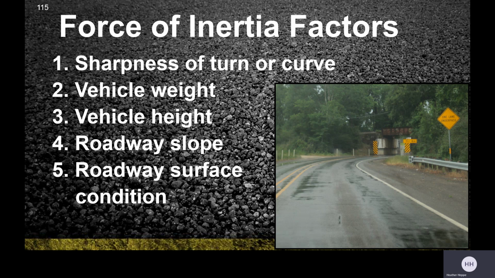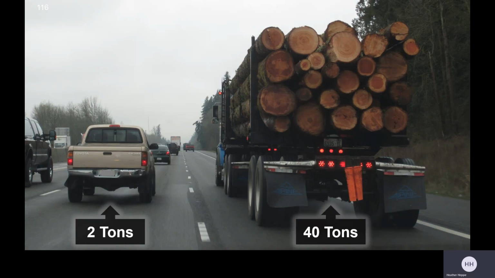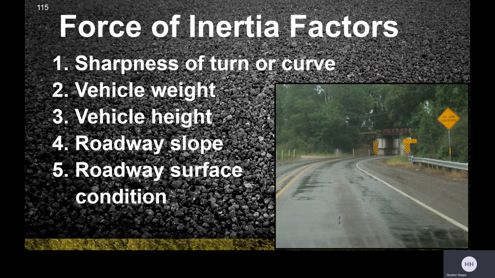If we were driving a heavy vehicle, such as here, this is showing you this is 2 tons or about 4,000 pounds, and this is about 80,000 pounds. So slowing 80,000 pounds for that curve is going to be far more difficult than slowing 4,000 pounds. But nonetheless, we want to try to do that.